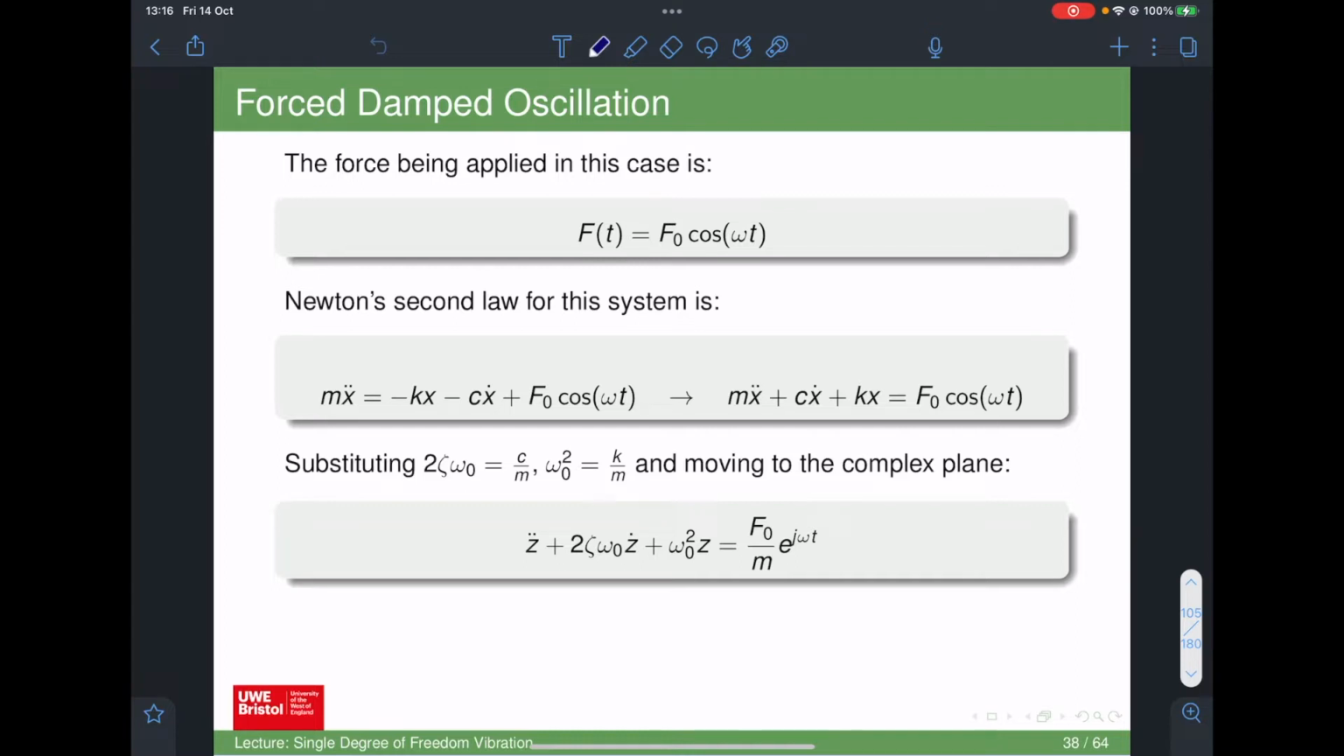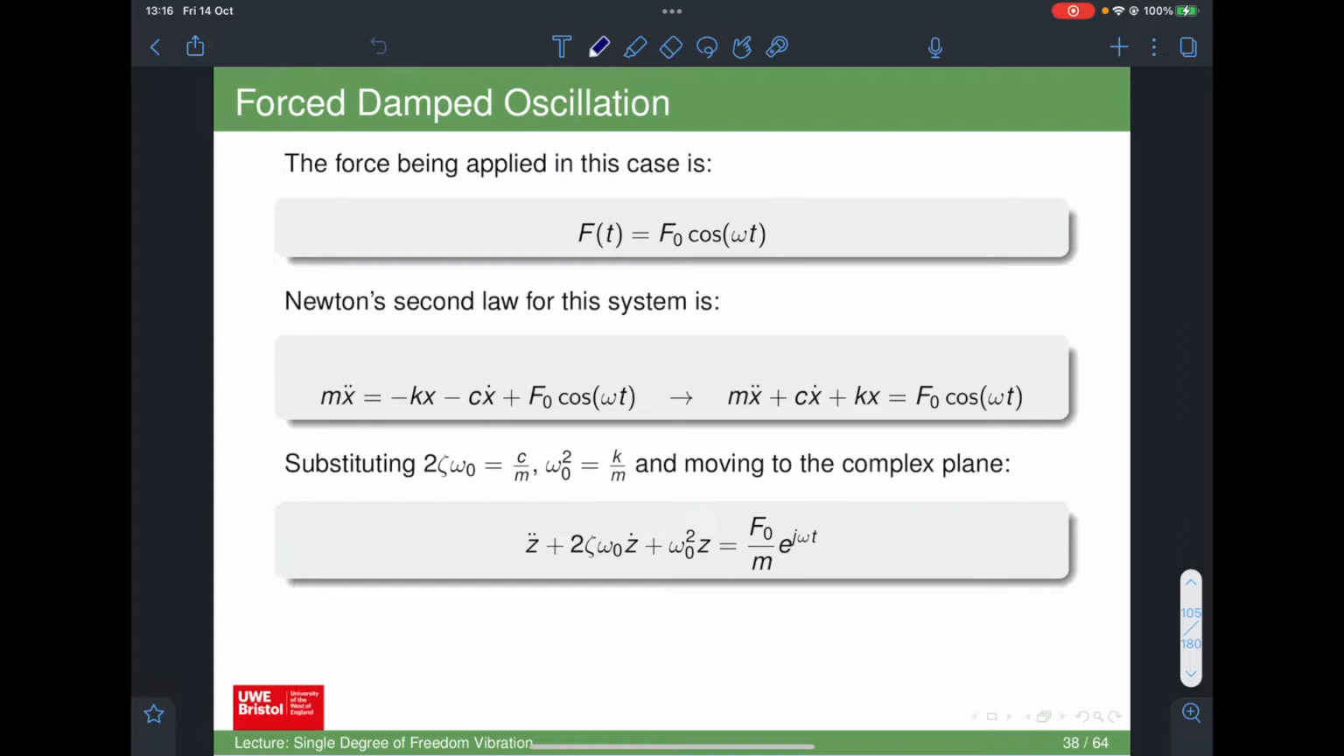And what we've done is a bit of additional work. We've gone through and replaced those terms. So c upon m we've replaced with 2 zeta omega naught, because they equal each other. And then notice that k upon m, if I take the square root of that, makes omega naught squared, and obviously that sits there.